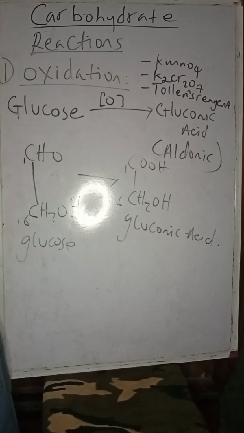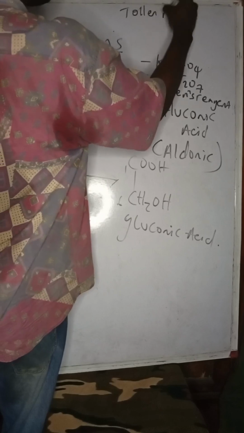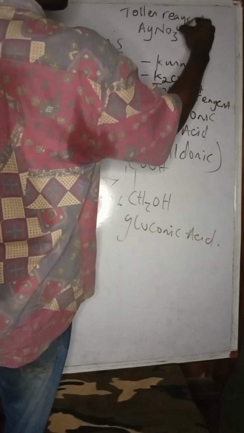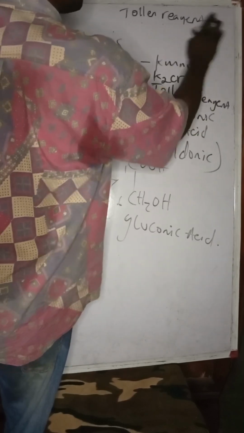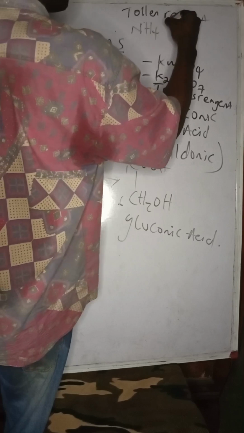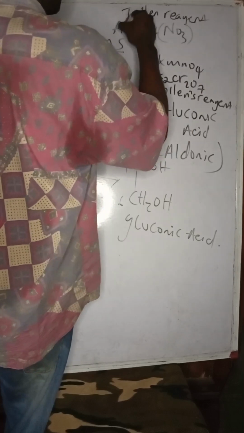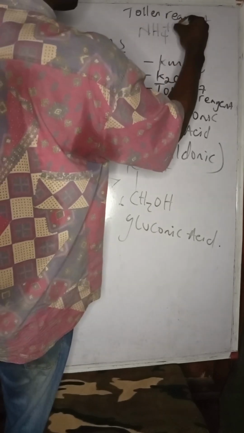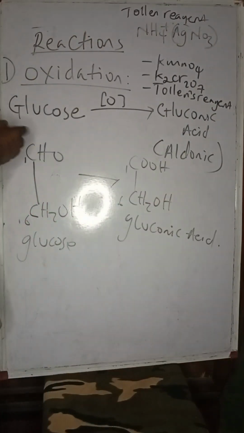So let me show you Tollens' reagent with its formula. Tollens' reagent can be AgNO3 in NH3 solution, or we can write it as NH4+ with AgNO3. So ammoniacal silver nitrate is Tollens' reagent.